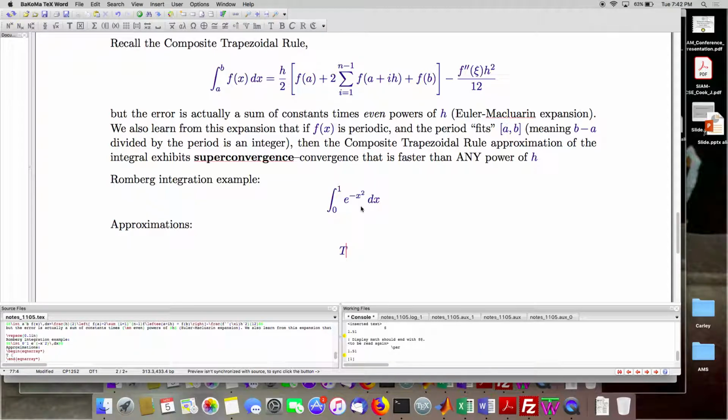So first, the approximation is the trapezoidal rule with only one subinterval. So that would be 1/2 f of 0 plus f of 1. Okay. And the error, okay, do I have that here? Yes, I do. 0.0063.